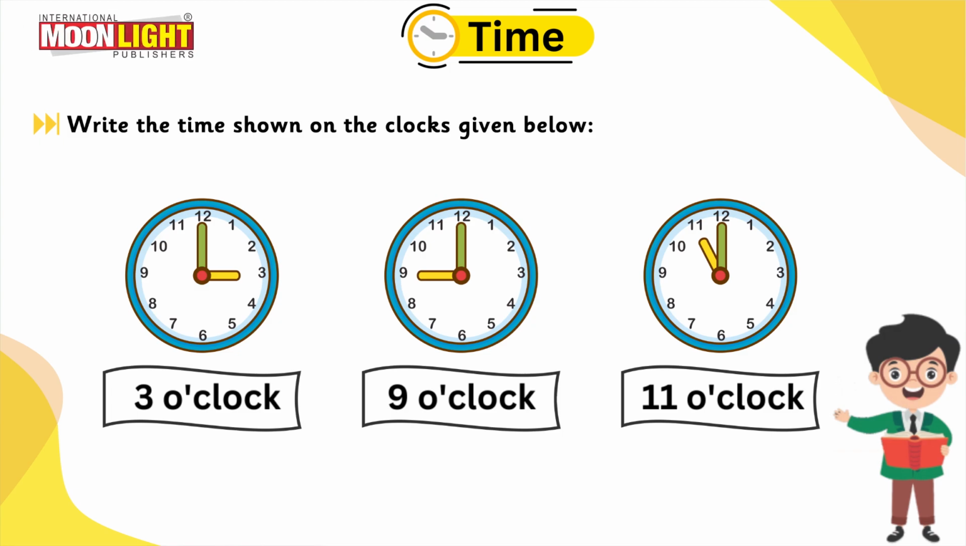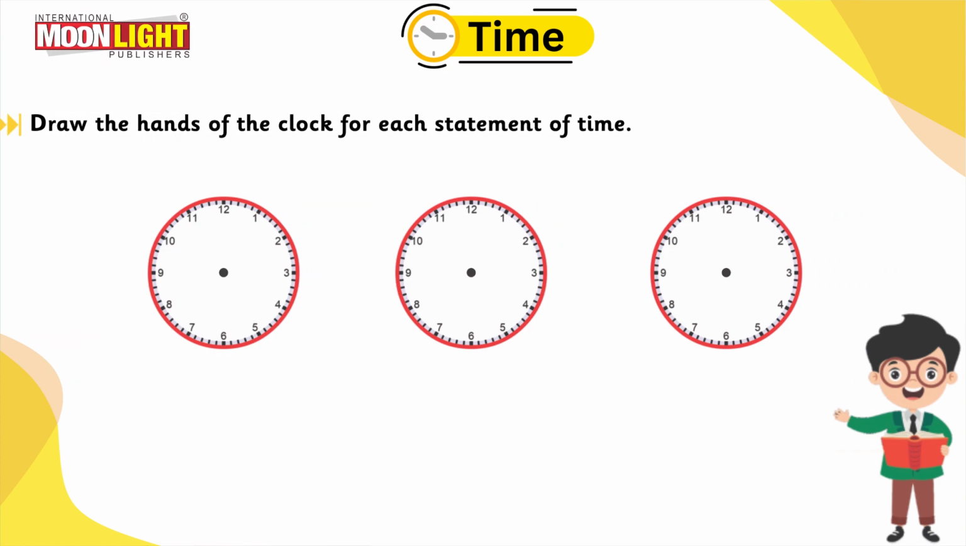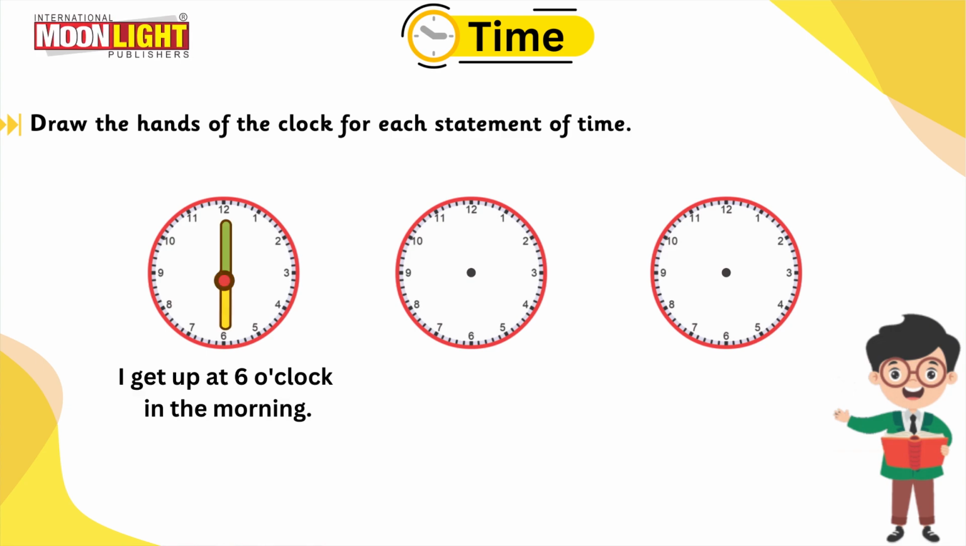Here we are going to have more examples. So we are going to draw the hands as well. Okay, these hands are really very important. Do remember that we have 2 hands, short and long. So draw the hands of the clock for each statement of the given time. The first statement is, I get up at 6 o'clock in the morning. So here we are going to draw the hands.